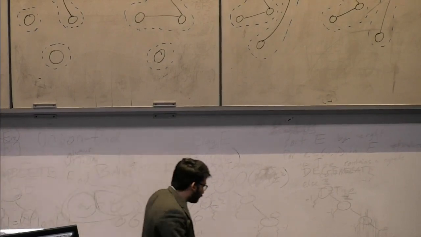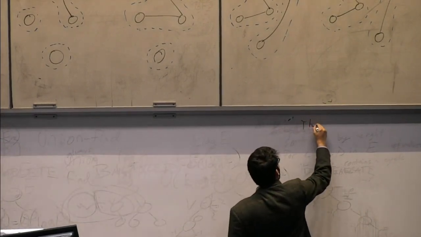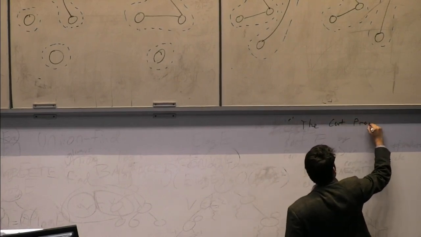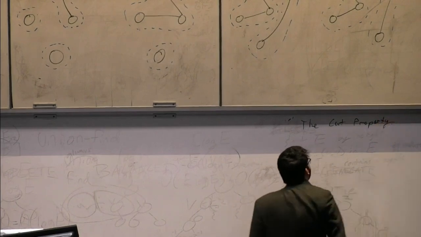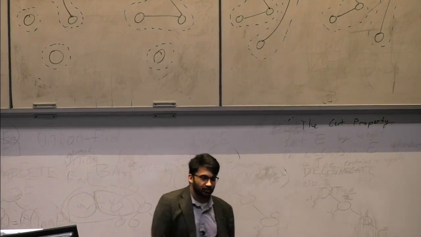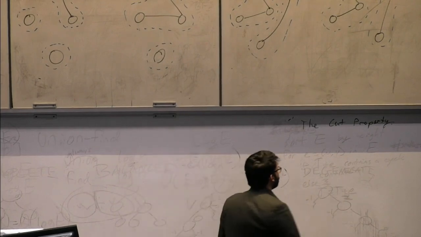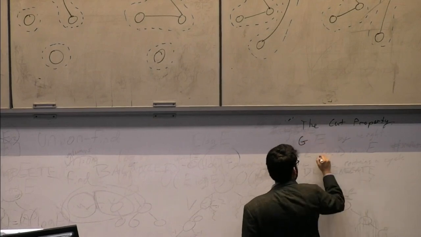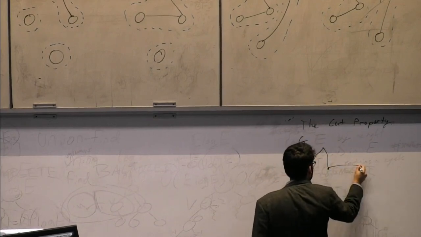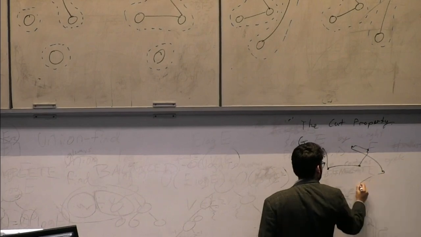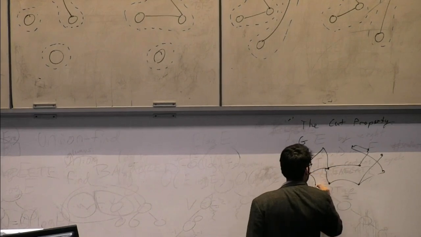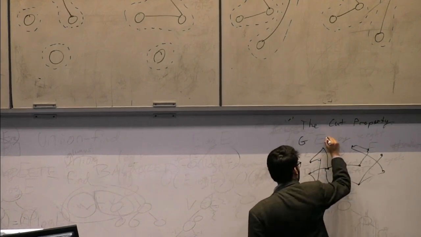All right, let's prove what's called the cut property, and then we'll allude to why the cut property proves the correctness of Kruskal's. A cut in a graph is a partition of its vertices and the edges that span between the partition. So if you have some graph G, a cut is a specific partition of the graph.